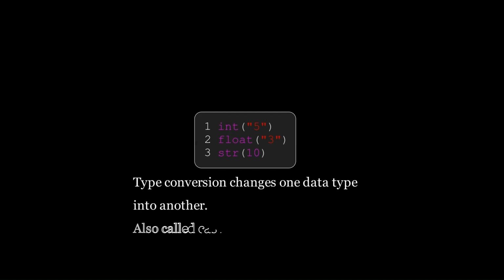Type conversion, or casting, means turning one data type into another.